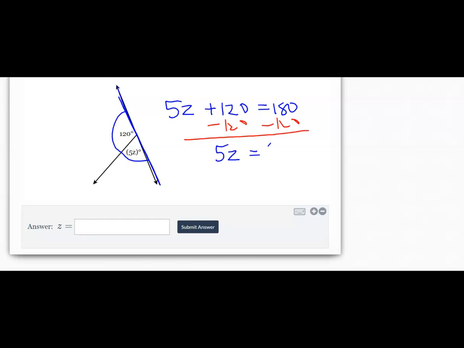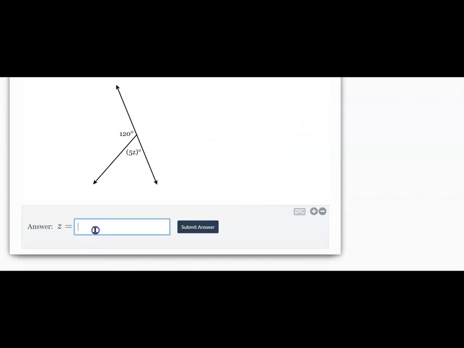5z is equal to 60 degrees. Divide both sides by 5. Use your calculator if you need to. z is equal to 12. Now, let's type that here.